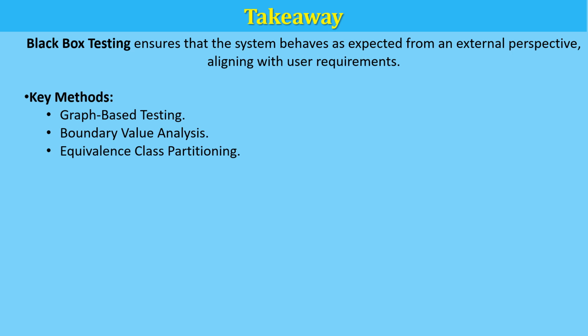In conclusion, black box testing is essential for confirming that the system behaves as intended and meets user expectations. It focuses on testing the system's external functionality without knowledge of its internal workings. By applying methods of graph-based testing, boundary value analysis, and equivalence class partitioning, testers can ensure comprehensive coverage of both general system behavior and potential edge cases. Combining these techniques helps minimize the risk of missed defects and ensures the system functions correctly across all scenarios.